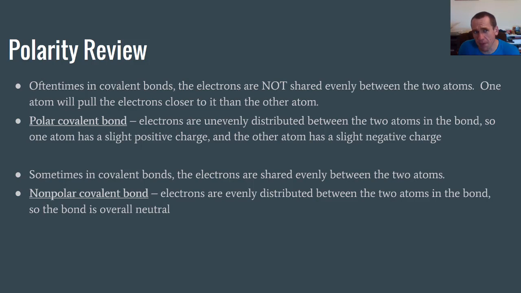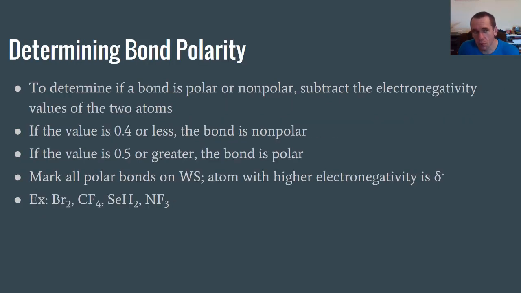And then the shape of the molecule is actually going to be what determines whether or not we have a polar molecule. So to determine if a bond is polar, we just need to know if the difference in electronegativity is greater than 0.5 or less than 0.5. If it's 0.4 or less, we say the bond is nonpolar. If it's 0.5 or greater, then the bond is polar. Now, this says here to mark all the bonds as polar, and so on worksheet 5.3, I want you to go through those molecules and mark the bonds.